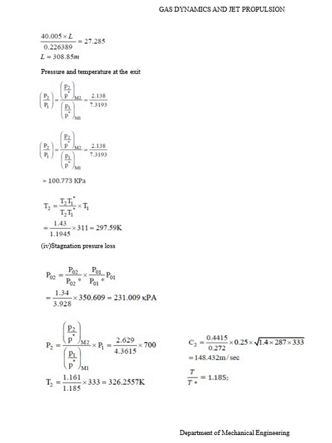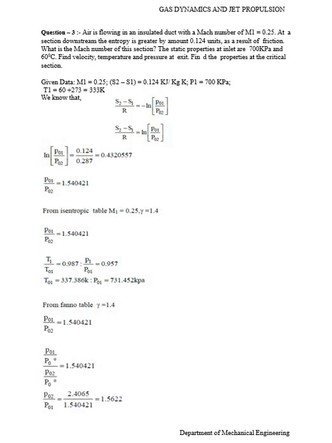326.2557 Kelvin. Then C2 equal to 0.4415 divided by 0.272 into 0.25 root of 1.4 into 287 into 333. Therefore C2 equal to 148.432 meter per second. Therefore T divided by T star equal to 1.185.